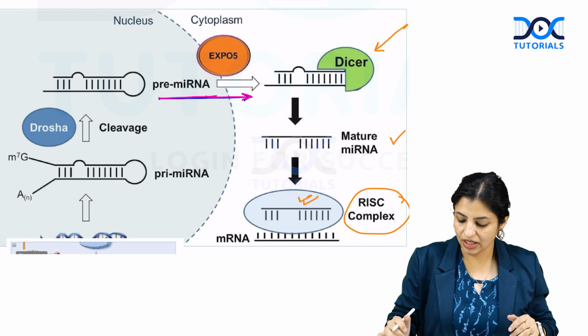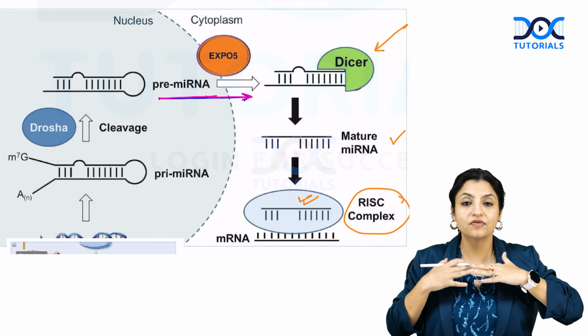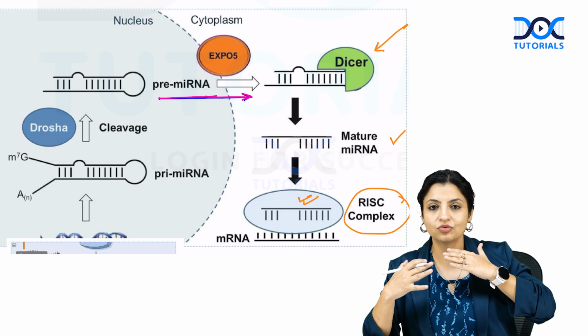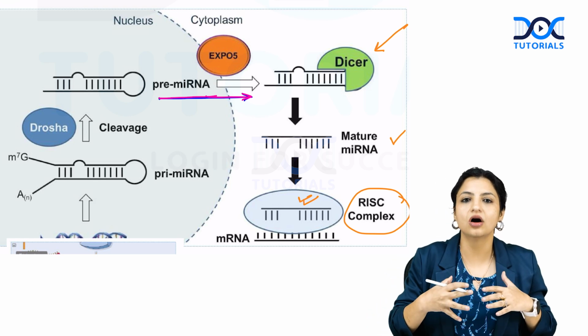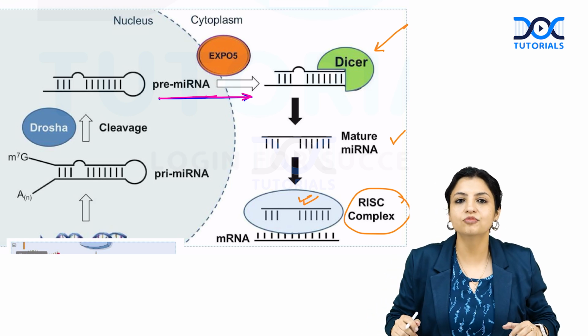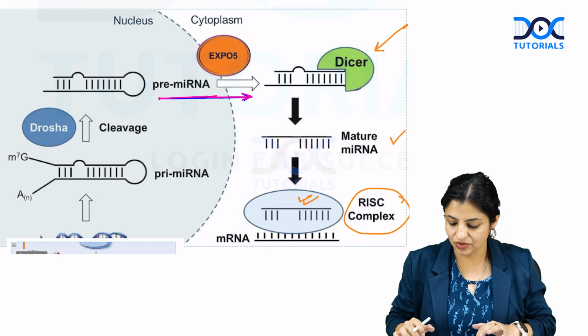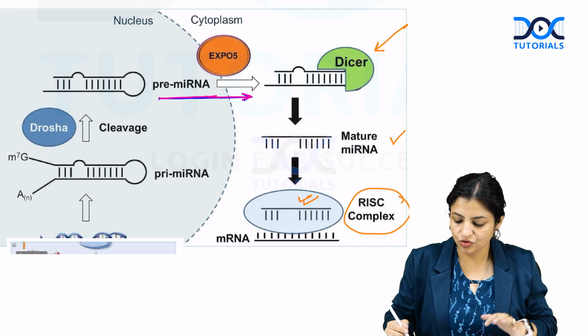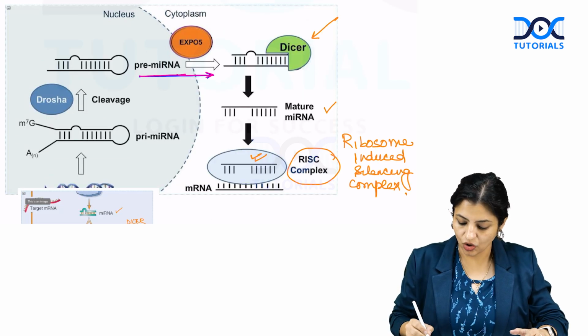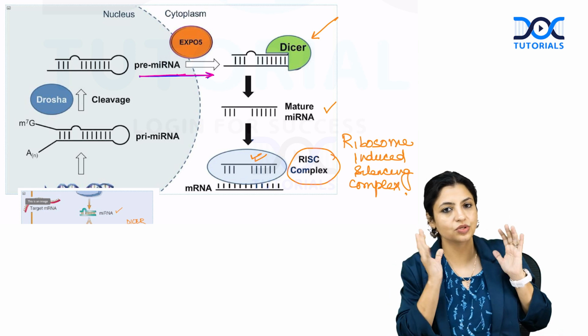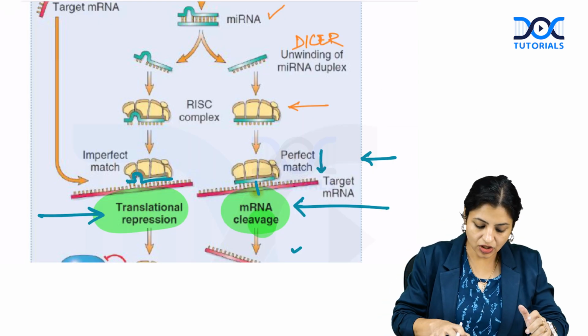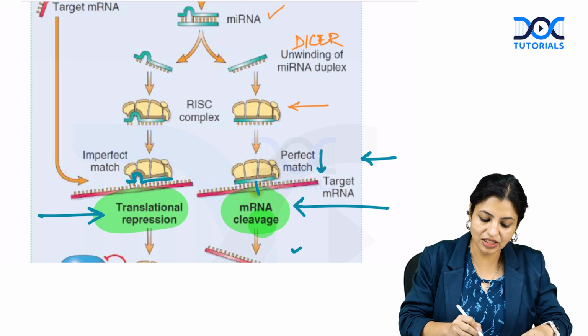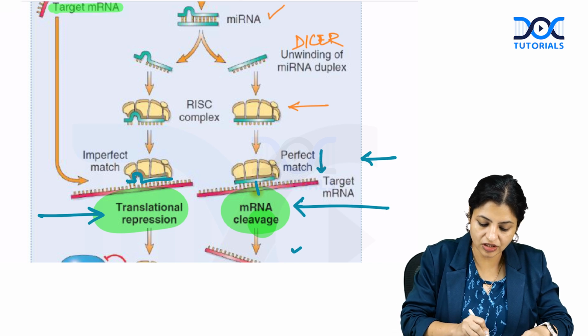Now, this single-stranded microRNA doesn't know where to go or what molecule to work on, so it needs a car. Its car is the RNA-induced silencing complex. It sits in its car and goes to the target site. So now let's look at this. Let's say this is the target RNA, the target mRNA.